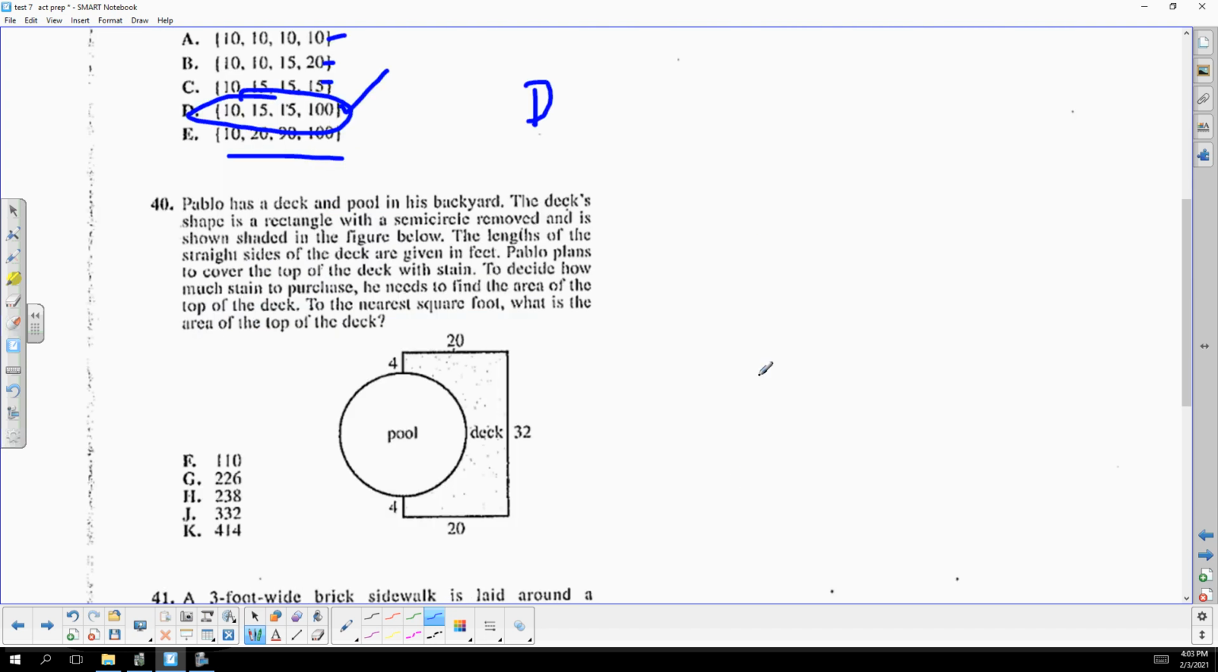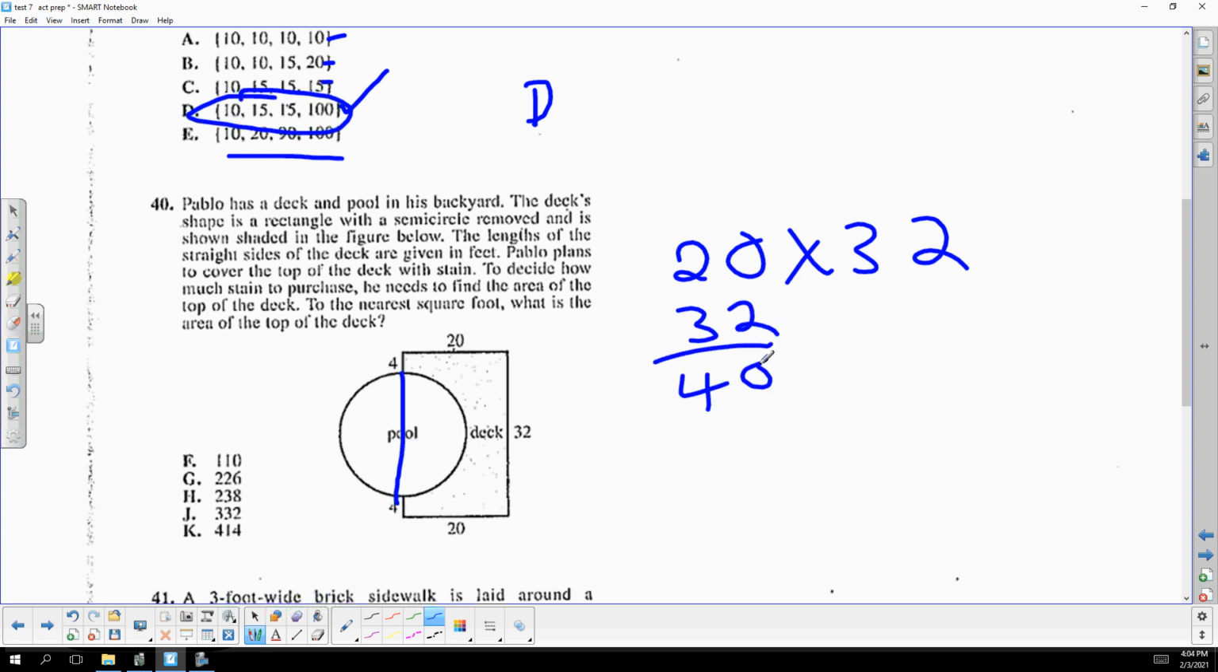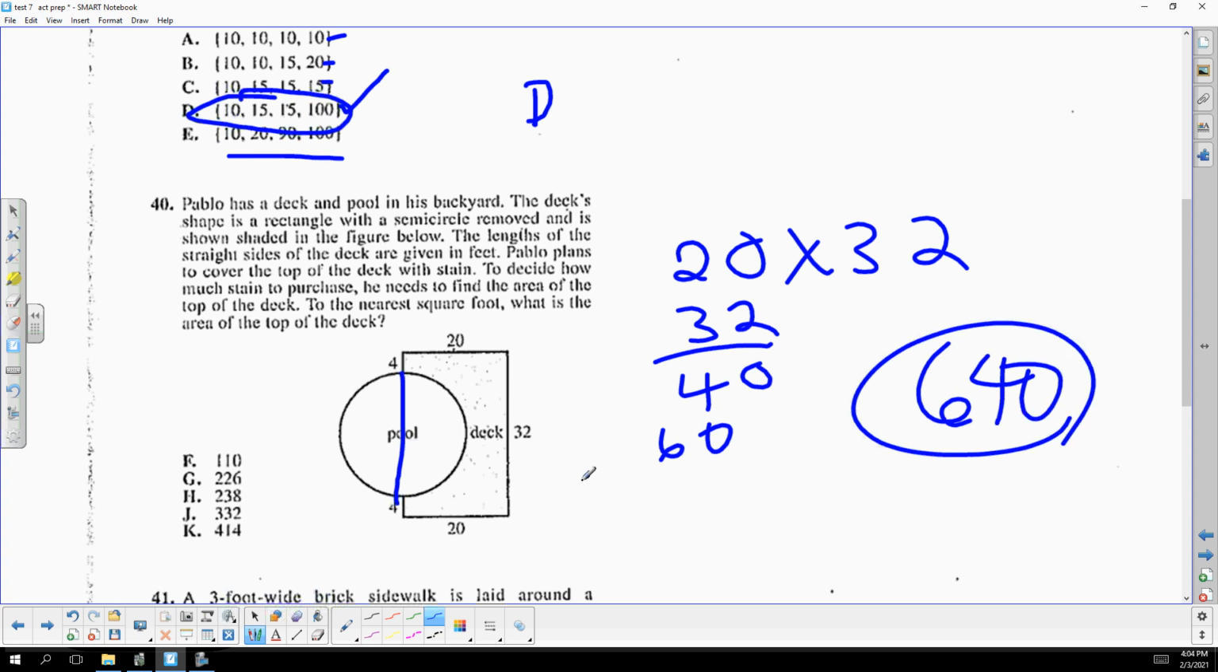Whew, this one's rough. It's the area of the shaded is all this stuff, right? So look at this here. The rectangle is 20 by 32. So isn't that 20 times 32, which is 640? But we have to subtract half the circle. Now careful, 4 and 4 make 8. That makes the diameter, the rest, 24, but it makes the radius 12.